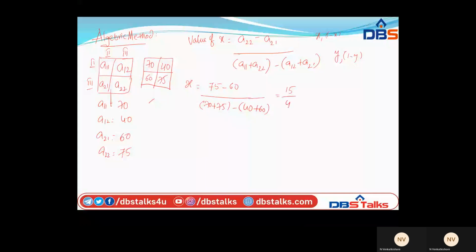After that, find 1 minus x. That means 1 minus 1 by 3, that is 2 by 3. So write the values x comma 1 minus x. That is 1 by 3 comma 2 by 3. Okay.